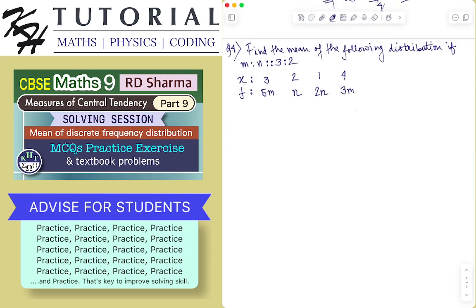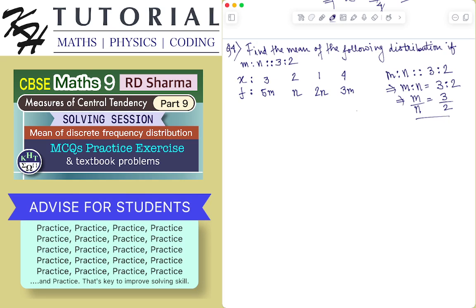Find the mean of the following distribution if m is to n. It is given that m is to n is in proportion with 3 is to 2. This is a concept from ratio and proportion. This means that m is to n is equal to 3 is to 2, which means m by n is equal to 3 by 2. From this information, we have to find the mean of the given frequency distribution.